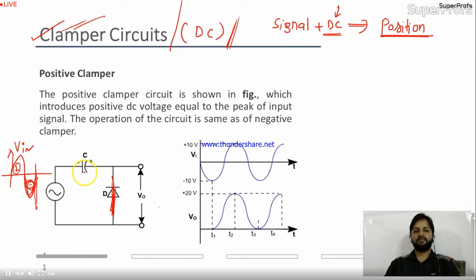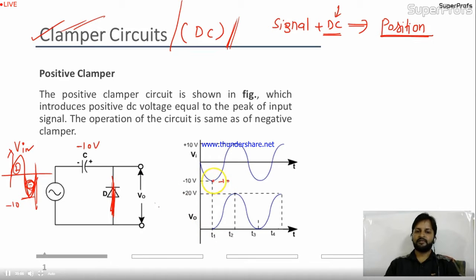Up to which value will it charge itself? Minus 10. Is it okay? Minus 10 is given over here. So it will charge fully to minus 10 volt. Before minus 10, up to 10, it's working continuously, but let's talk about after minus 10. This is the minus 10. The input reaches minus 10. The capacitor will charge itself up to minus 10.